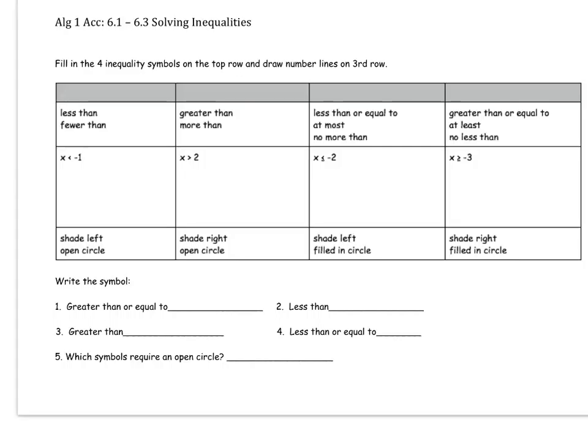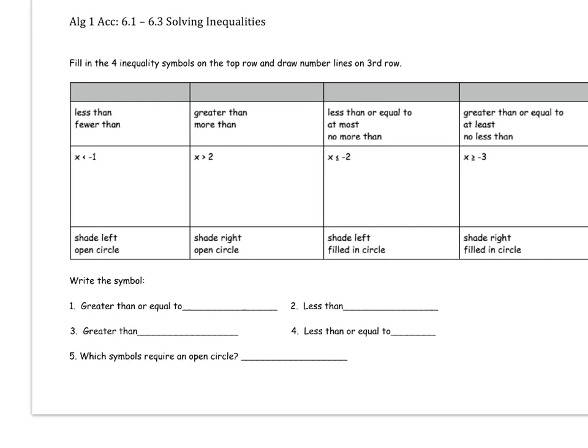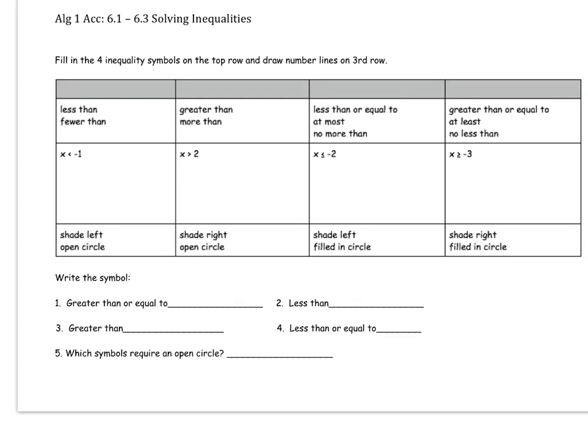So in sections 6.1 to 6.3, we are learning about solving inequalities. All three sections we're going to cover right here. So for inequalities, we have to know the inequality symbols that we're going to be using. And the first one is less than. The words for less than could be less than or fewer than. And this is the symbol.